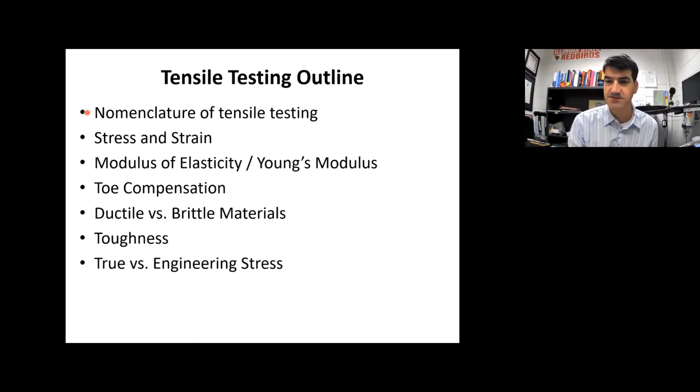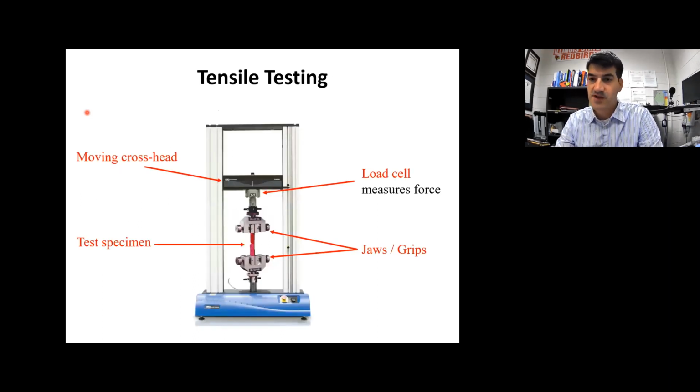And then we'll talk about some other effects like toe compensation, and we'll talk about what ductile and brittle materials look like when you do tensile testing on them. We'll talk about toughness and true versus engineering stress. Those last four things are just some extra things that are important to think about as we're doing tensile testing. So first of all, how are we going to do tensile testing?